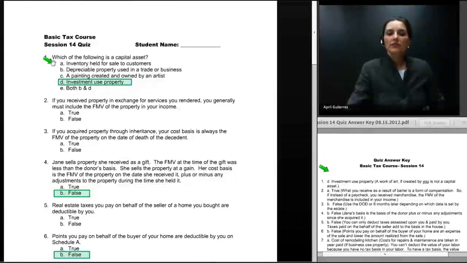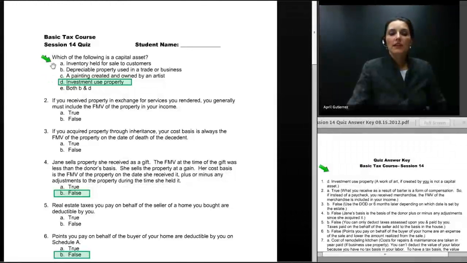Inventory held for sale to customers, depreciable property used in a trade or business, a painting created and owned by the artist, or investment use property. And as you can see, the correct answer is investment use property. Investment use property is a capital asset because it's held by you and it's not used for business purposes. An example of investment use property would be a stock portfolio. That would be a capital asset.